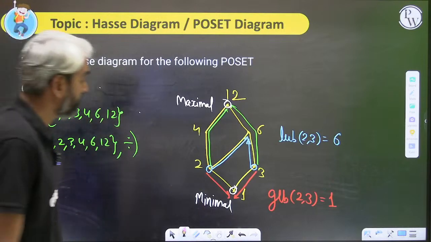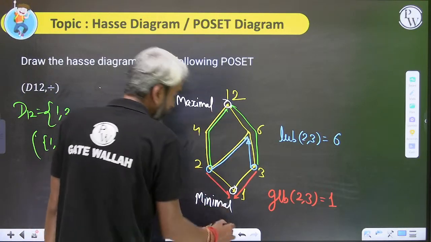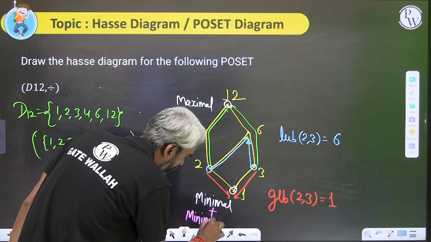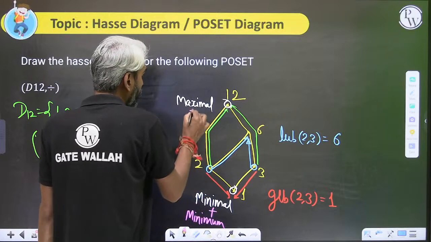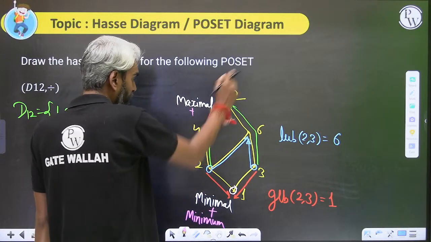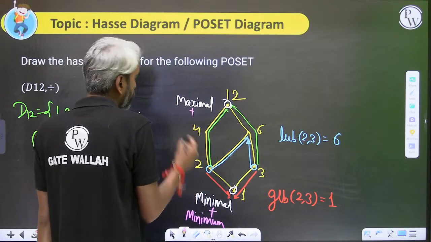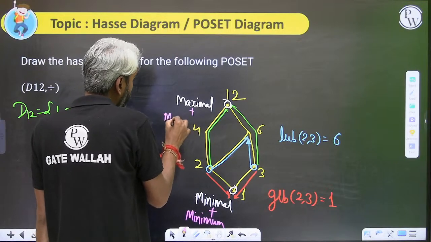Similarly, look at this. Sir, 1 divides 2, 1 divides 3, 1 divides 4, 1 divides 6, 1 divides 12. Therefore, 1 is minimum. So, the element which is at the lower side of all the elements of the poset will be minimum. The element which is at the upper side: 1 divides 12, 2 divides 12, 3 divides 12, 4 divides 12, 6 divides 12, and 12 divides 12. So the element which is at the upper side of all other elements will be the maximum element. Okay.